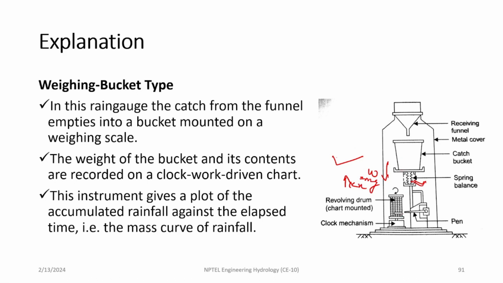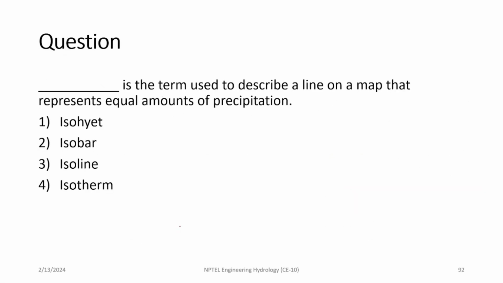Whenever the spring moves up or down, a pen attached to the lever moves up and down on a graph. It is not an exact siphon, but the graph part we follow in the siphon rain gauge, a similar kind of graph we can obtain from this also. So it is also giving a mass curve of the rainfall.